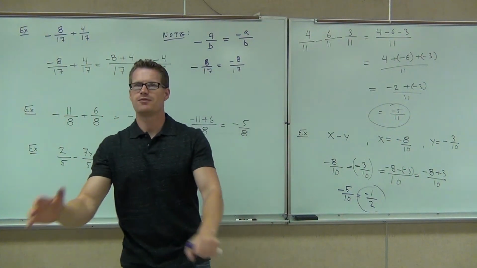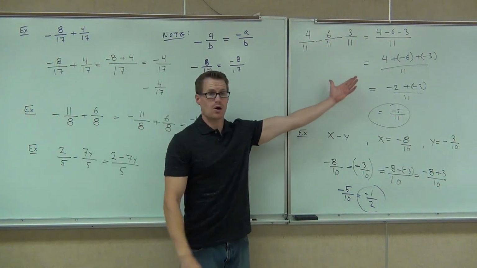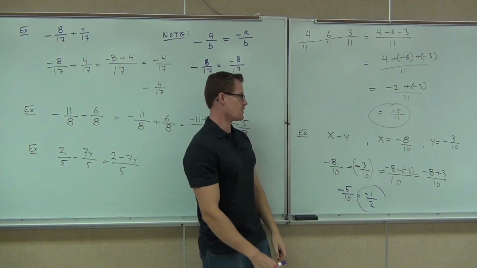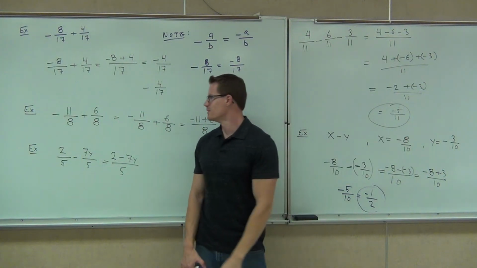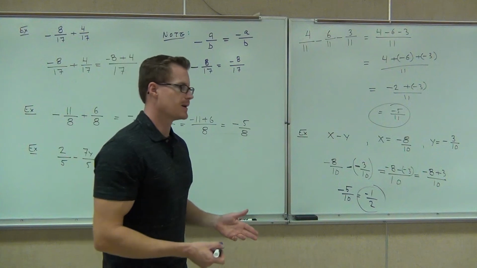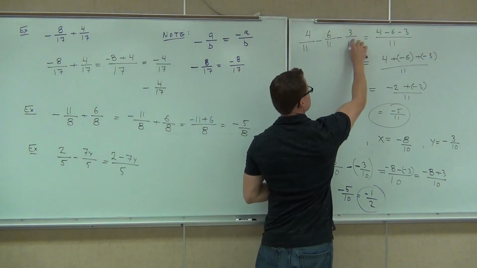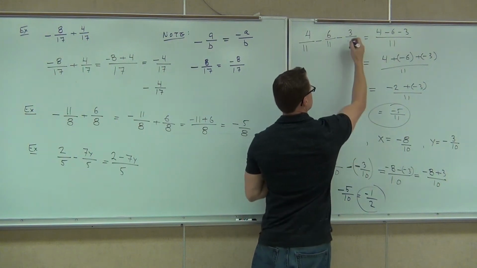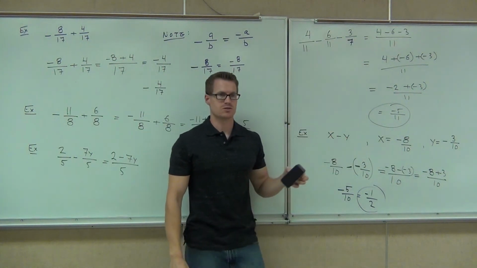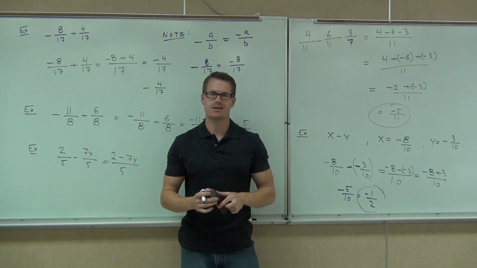Now, the question I have for you is, do we always get a common denominator right off the bat? Are all of our fractions always going to be 11, 11, 11? No. Or 10 and 10? No. Sometimes we get fractions that don't have a common denominator. In that case, for instance, if I change this to like 7, would you be able to subtract those fractions? No. The first two? Yeah. The last one? No. Not like it is.